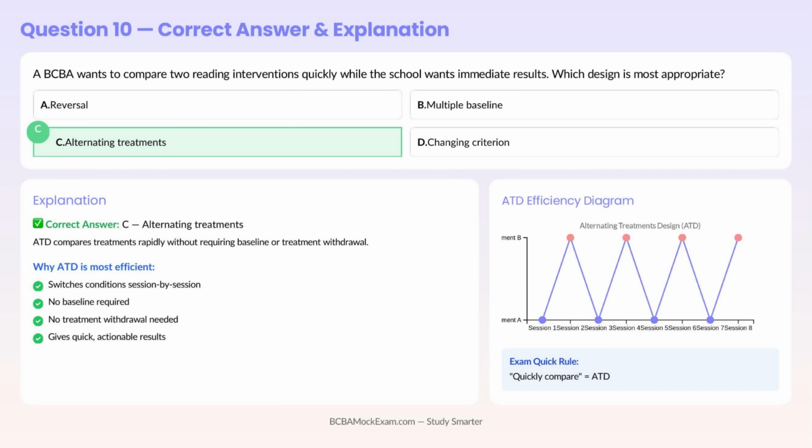ATD is specifically designed to compare treatments rapidly without requiring a baseline or withdrawal of intervention. It switches conditions session by session and provides quick, actionable information about relative effectiveness. Option A is incorrect because reversal requires multiple phases and takes longer to complete. Option B is wrong because multiple baseline depends on staggered implementation, which slows down decision-making. Option D does not fit, as changing criterion is used for gradual shaping, not fast comparison between treatments. The efficient, rapid comparison built into ATD makes it the best choice for this question.